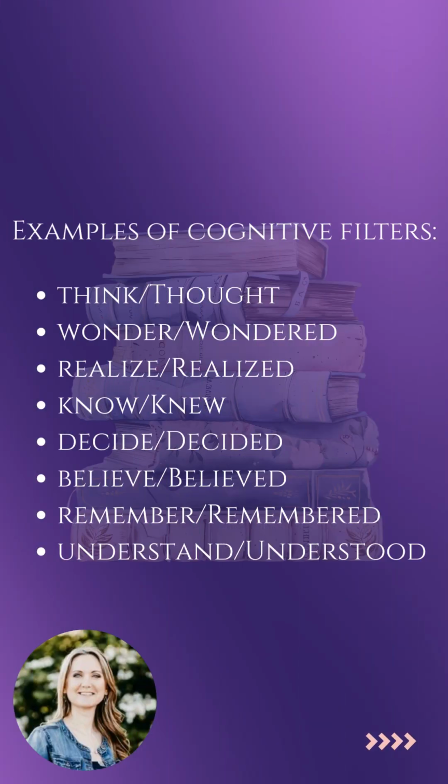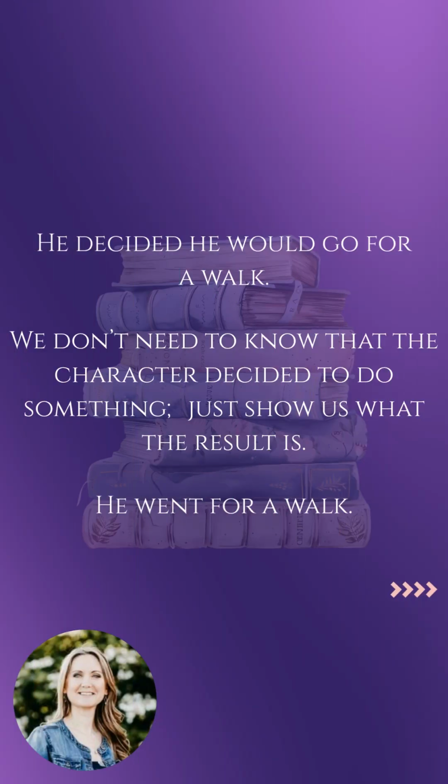These are some examples of cognitive filters, words used to show what's happening in a character's brain as they process information. Again, we don't need to see these words in most cases. Just tell us what the result is. This is another very common one that I see all the time, having a character decide to do something. So for example, he decided he would go for a walk, easily becomes he went for a walk.